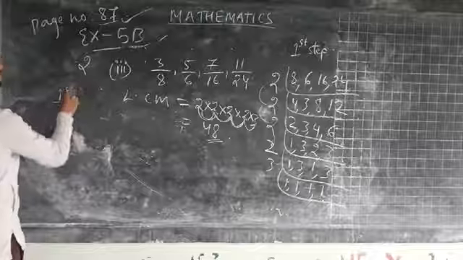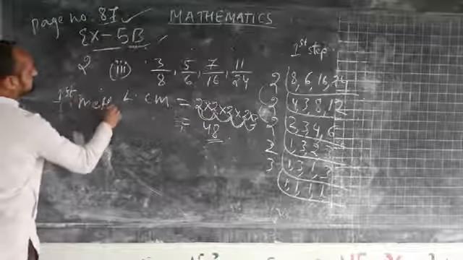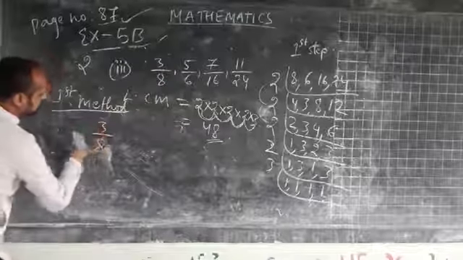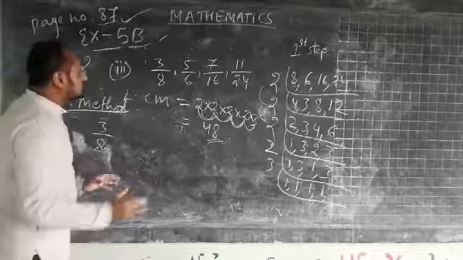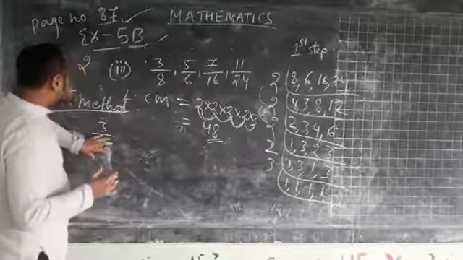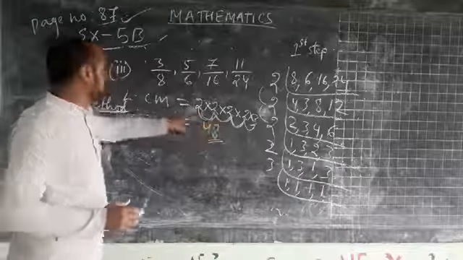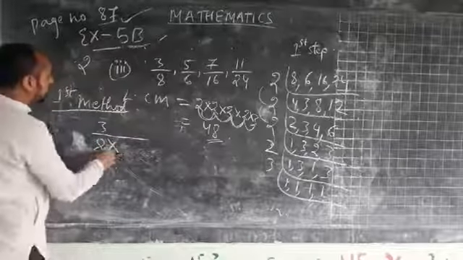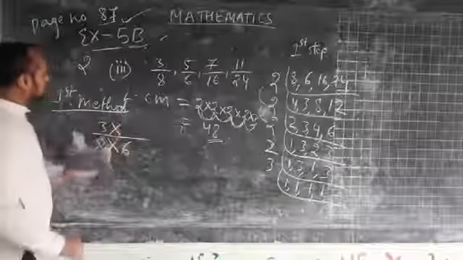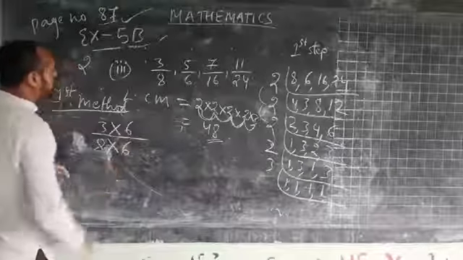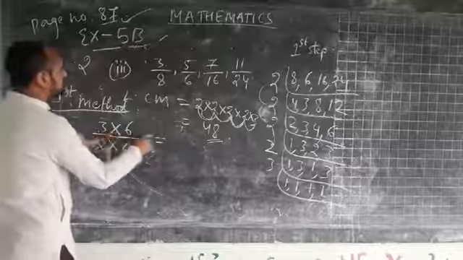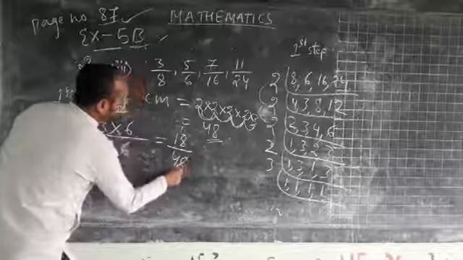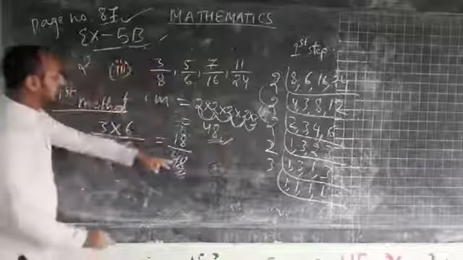First method. In the case of the first method, we have the given fraction 3 by 8. Now, we have to try to make this denominator exactly 48, because the LCM value is 48. So in order to make this 48, we multiply 8 by 6. If you are multiplying the denominator by 6, the numerator also we have to multiply by 6. So 3 6s are 18, over 8 6s are 48. So here we are getting the same value as the LCM.